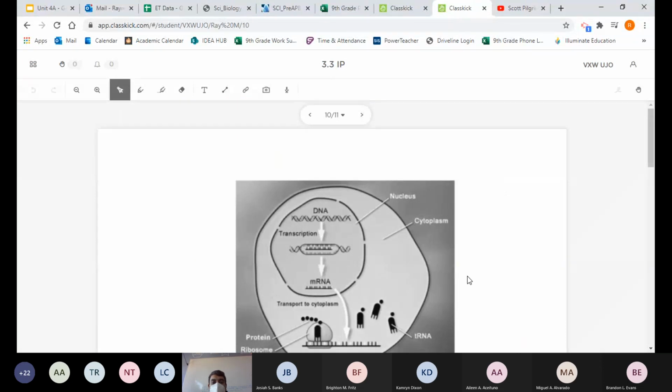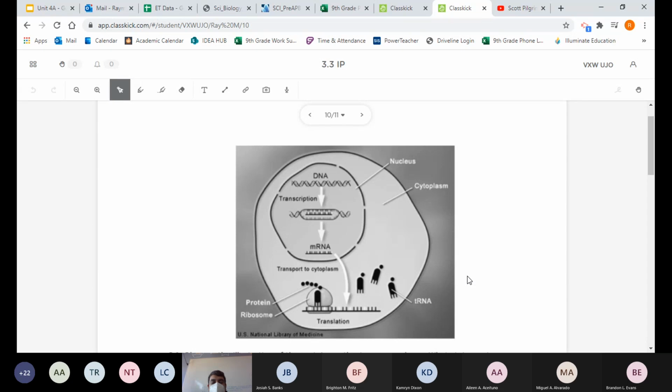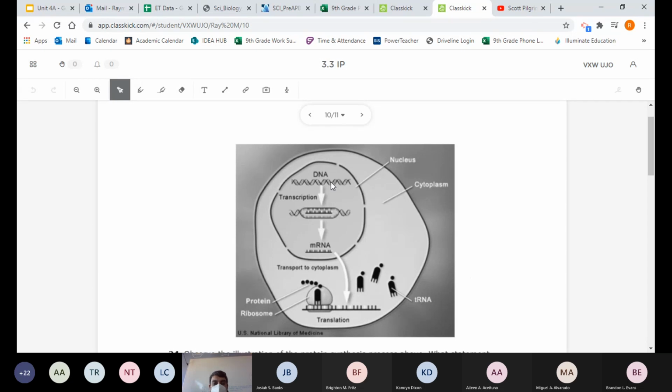Okay, last but not least, our transcription translation problem. We're shown a diagram here. You can see transcription happening up here, DNA to RNA, and then translation to protein, right? So remember that transcription is making the mRNA copy, right? That's the whole point of transcription. Translation then is taking that mRNA copy and turning it into the protein it codes for. So let's go ahead and say DNA here.